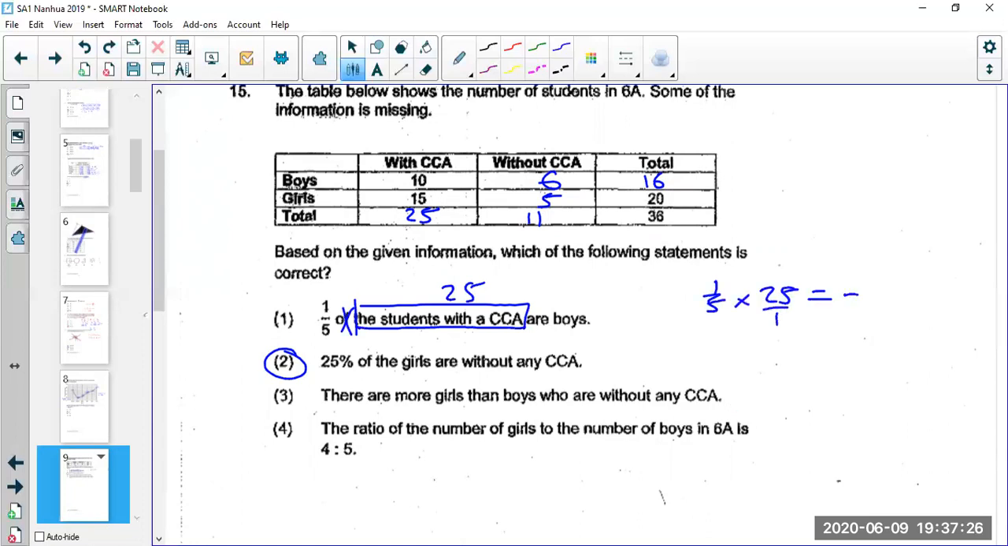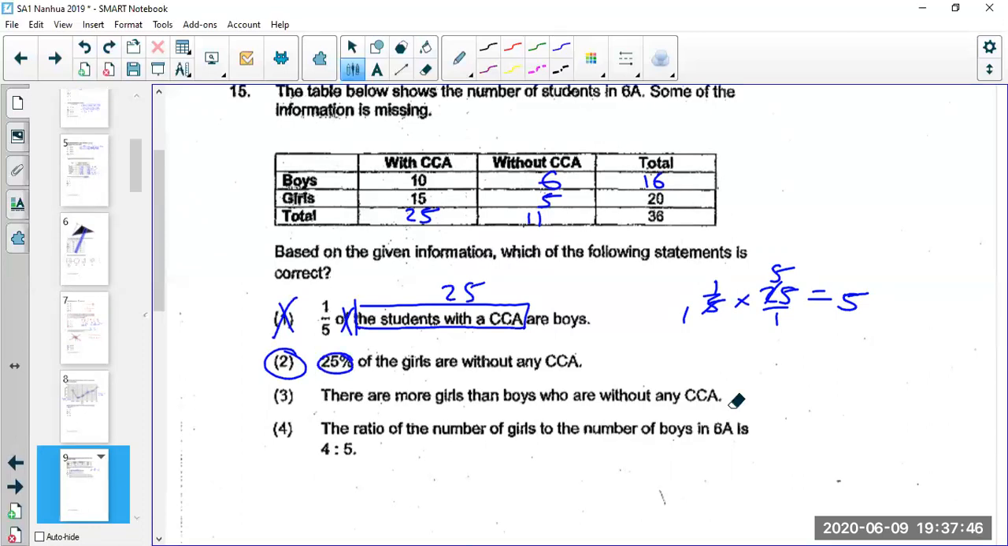That will give you 5. Okay? Yeah, because divide by 5, divide by 5. So 1/5. So is it 5 boys have CCA? You look at the table. No, it's 10 boys, not 5 boys. So wrong. Okay, now 25%, we can change this into what?